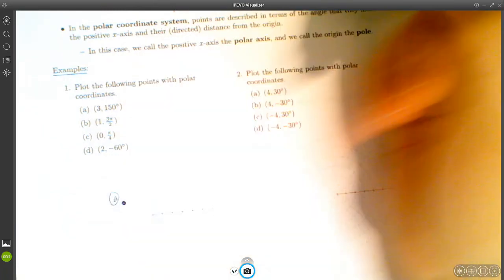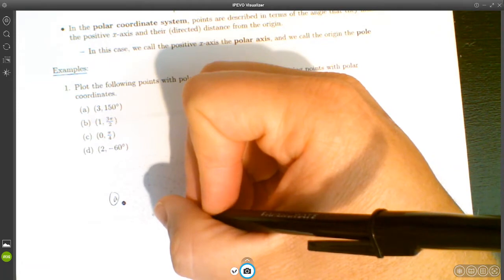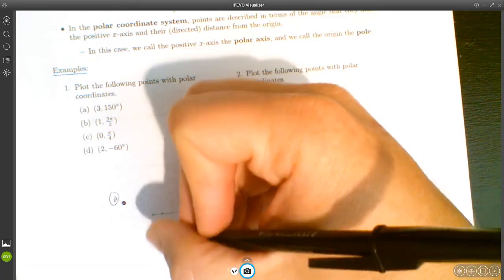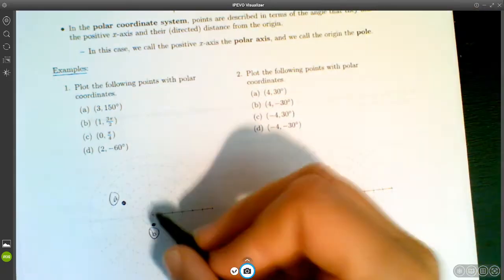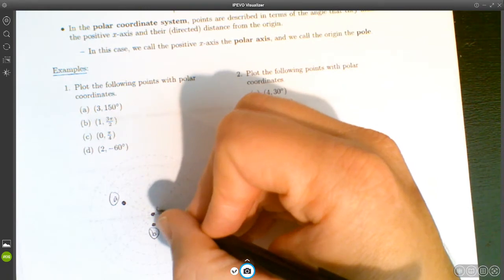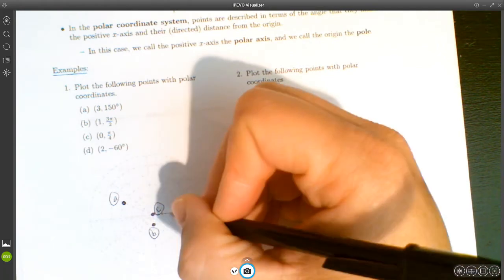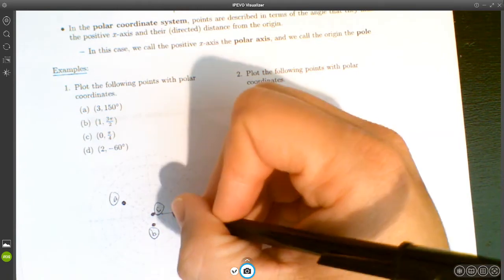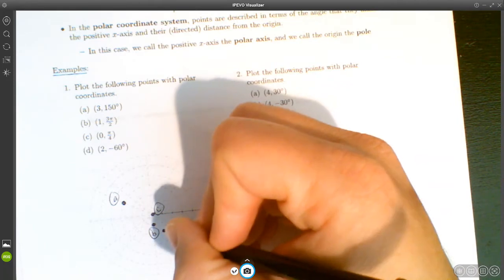So there's part A. For part B, we would do 1, 3 pi over 2. Pi over 2, pi, 3 pi over 2 right there. For part C, we would do 0, pi over 4. Well, 0, pi over 4 is just going to leave us right here at the pole. And then for part D, we have 2, -60. That would put us, so we'd go in the opposite direction, right? We're not going to go counterclockwise, we're going to go clockwise down to -60. So this one is part D.